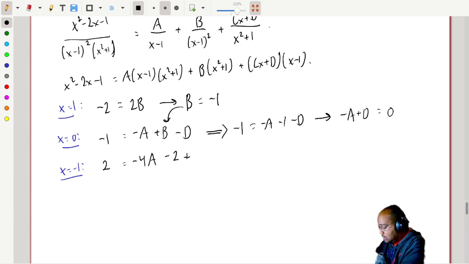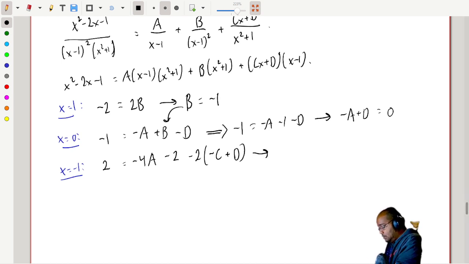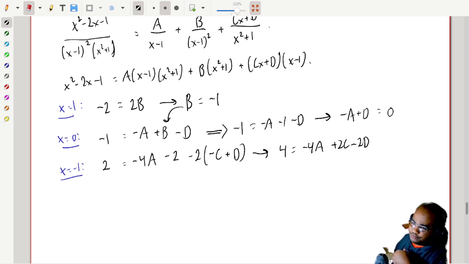So I'll have, let's just write it like this, -1 minus 1 is -2 times cx plus d. Well, x is -1, so that's going to be -c plus d. Let's do some tidying up here. If I add 2 to both sides and distribute, I get 4 equals -4a plus 2c minus 2d equals, well, that equals 4.